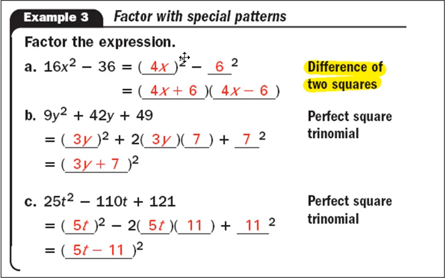So it's one more thing to remember, but here's the good news. Once I know this, I know that the answer is going to be the square root of the first term. So in this case, the square root of 16x squared is 4x. That's going to go both here. And the second term is going to be the square root of the c. So in this case, 6. And so I just have 4x plus 6 times 4x minus 6. And that's my difference of squares. We'll pick up with perfect square trinomials in the next podcast.